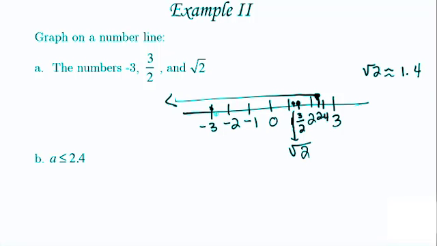So graphing two things: just a discrete set of three numbers, -3, 3/2, and the square root of 2, and also graphing an inequality where A is less than or equal to 2.4. Solid dot, and then going on indefinitely to all the numbers with smaller values.